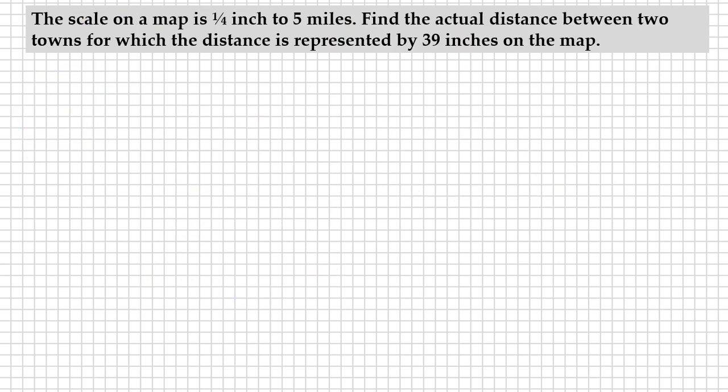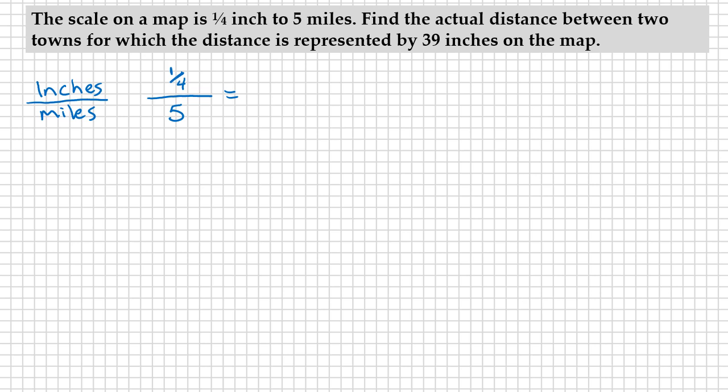The scale on a map is 1/4 inch to 5 miles. So we have distance on map, we've got distance in real world, right? So that's our rate. Let me switch back to blue for now. We've got inches, and we've got miles. So the rate that we're given is 1/4 of an inch goes with 5 miles. So there's half of our proportion.